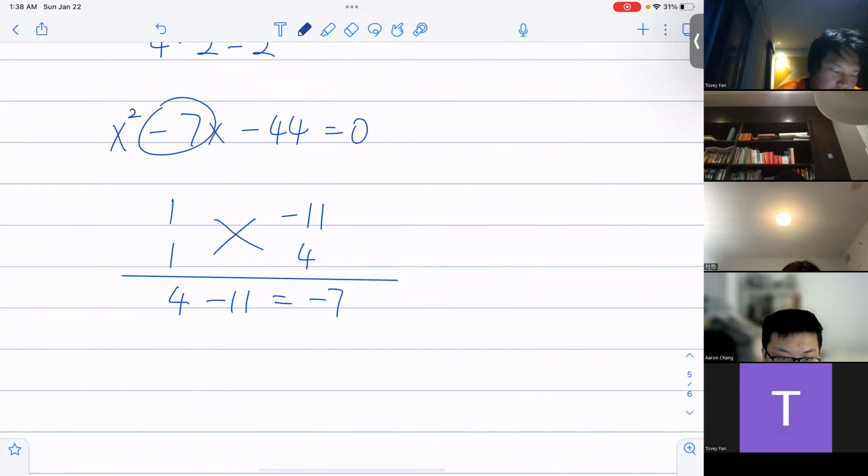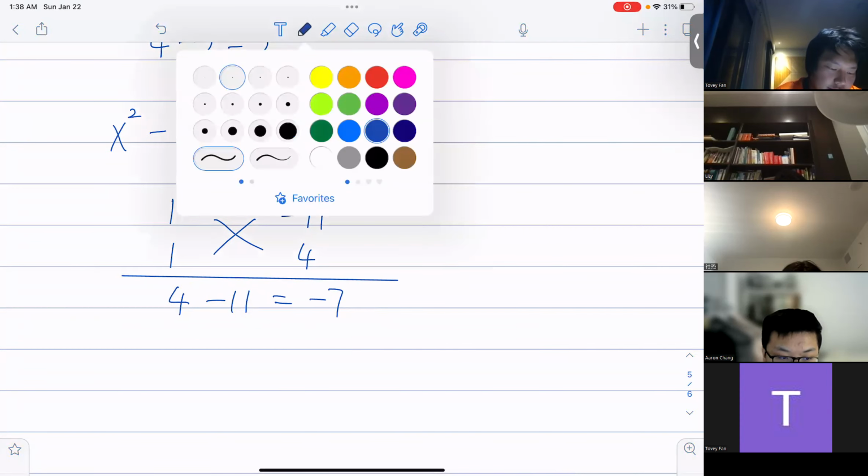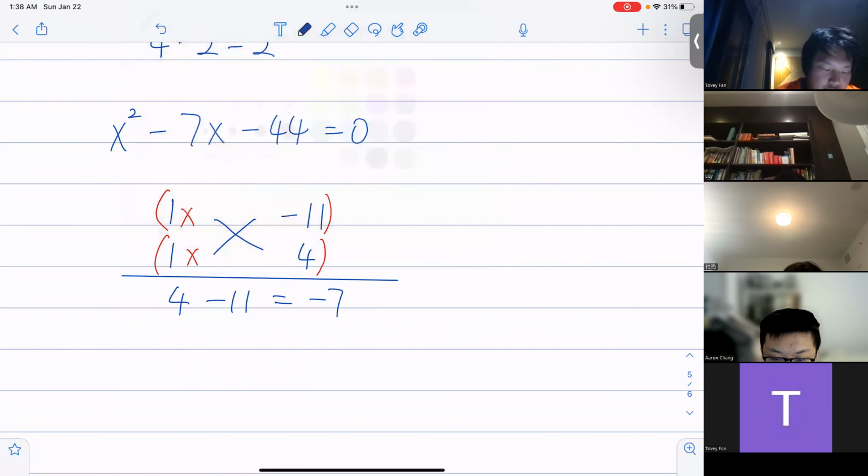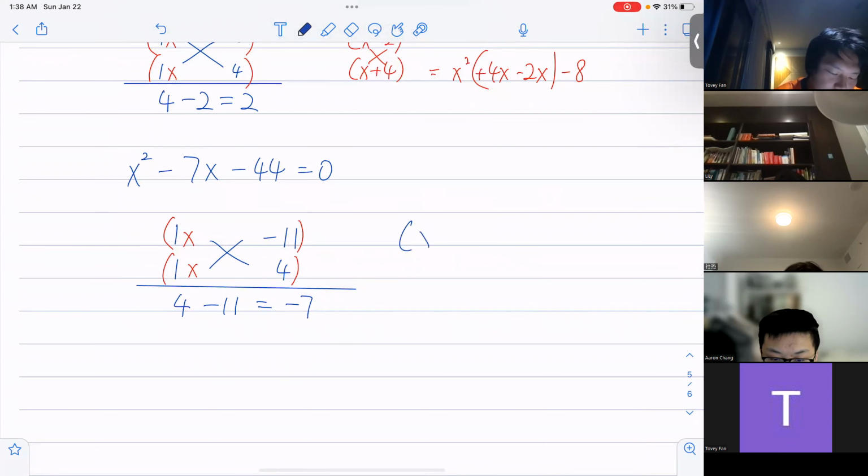And that matches with the middle coefficient, right? So that means your answer should be, you put x back, you put the brackets back if you want. And once you're familiar, you don't have to do this. And that means you have (x - 11)(x + 4) = 0.